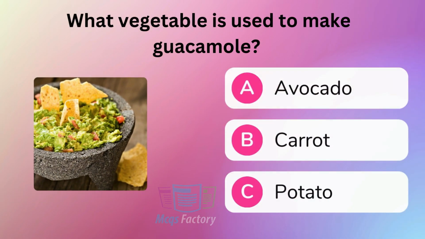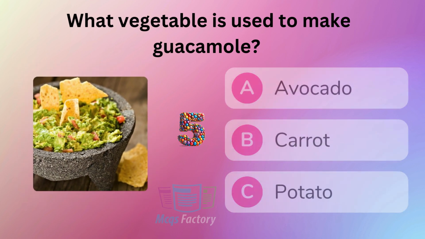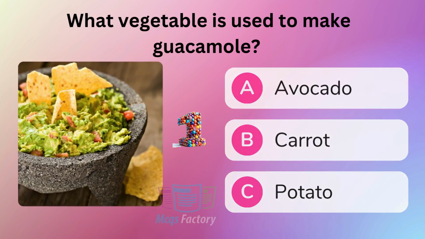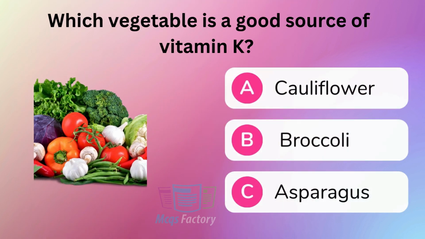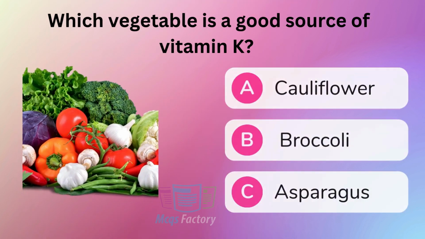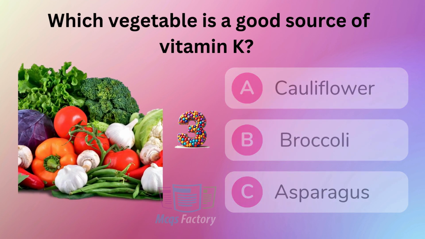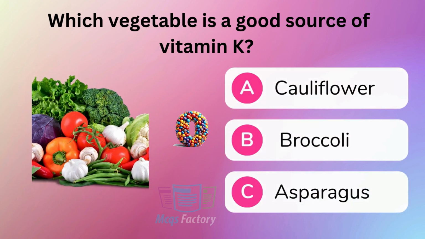What vegetable is used to make guacamole? Avocado, carrot, potato. 5, 4, 3, 2, 1. Avocado. Which vegetable is a good source of vitamin K? Cauliflower, broccoli, asparagus. 5, 4, 3, 2, 1. Broccoli.